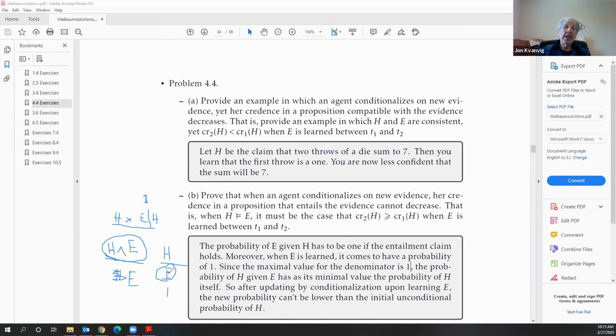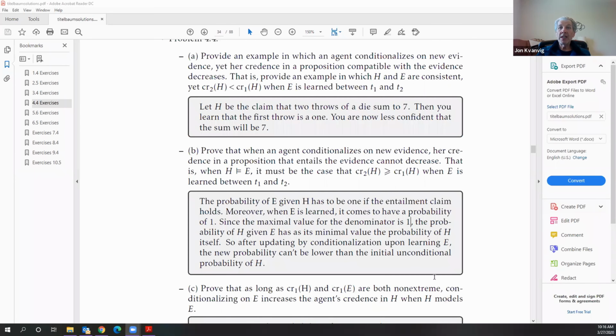If the probability of E is anything less than 1, you're doing the same thing as multiplying H by some number larger than 1, so H will grow. As its minimal value, it could only stay the same, which it does when the probability of E is 1. So after updating by conditionalization upon learning E, the new probability can't be lower than the initial unconditional probability of H.